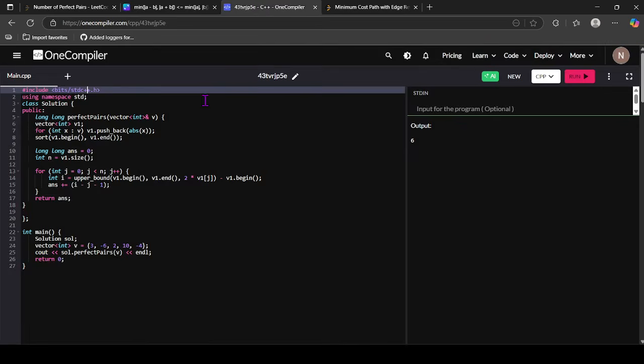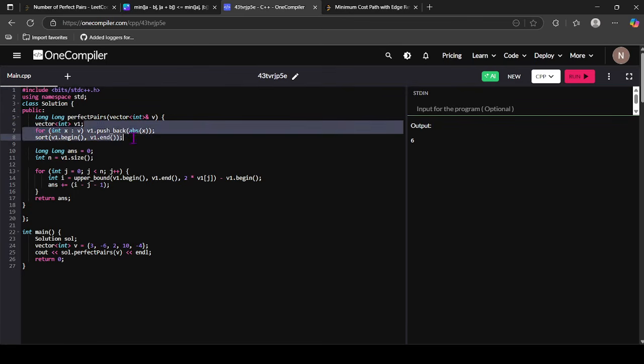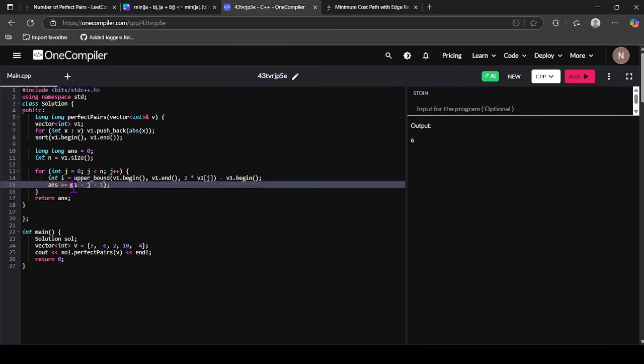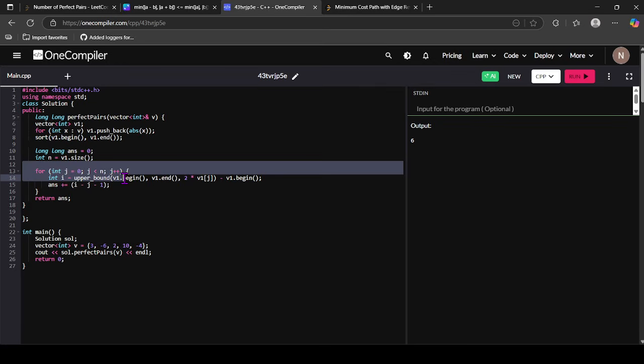So we can simply loop. Initially we push into v the absolute values, and then start from 0 to n. For every index i, do the upper bound of 2 into v of i, and then we will get the index j. So it means that v of j is more than twice of v of i. So the required range is i plus 1 to j minus 1, and this is the answer which can pair with i. In this way, you can find the answer for the first one.